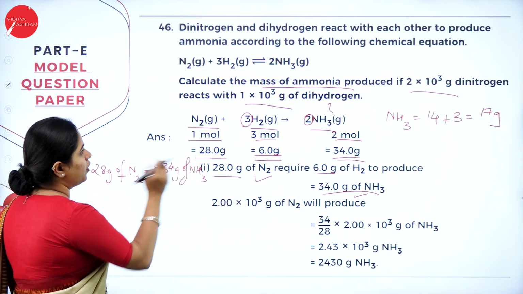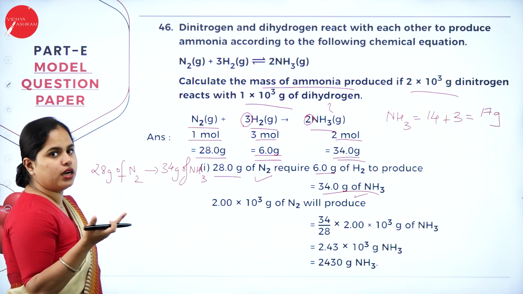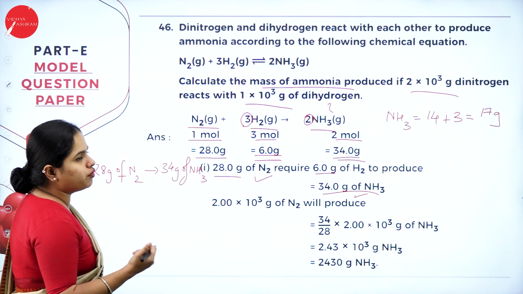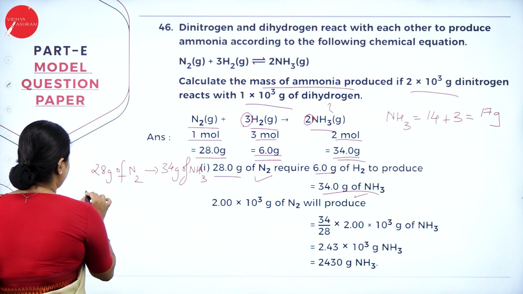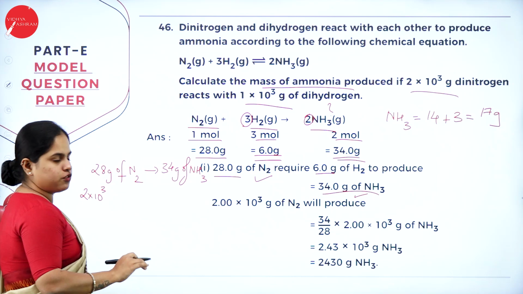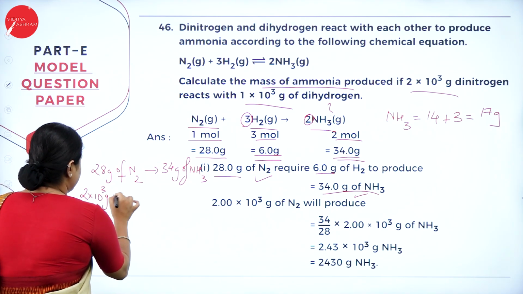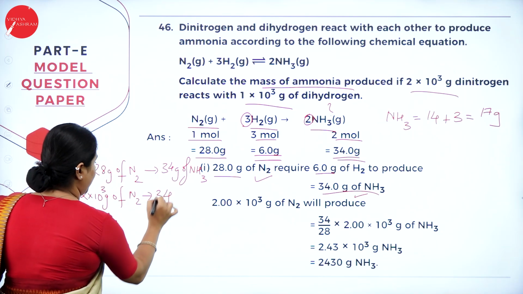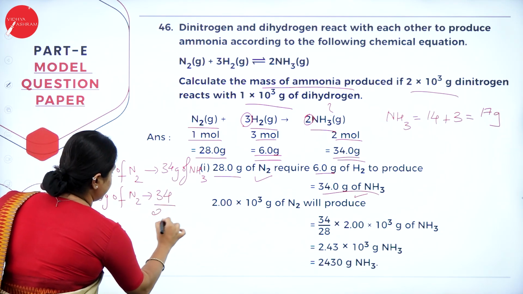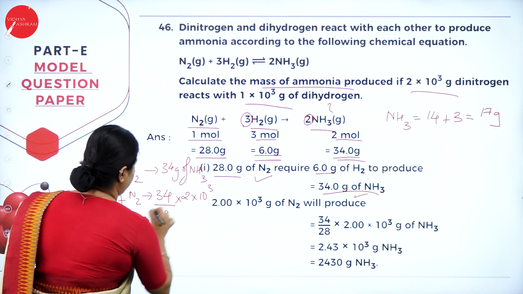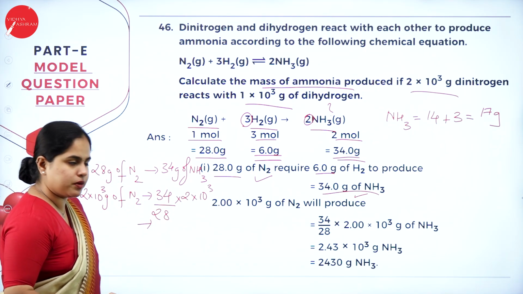So now we have to see how much ammonia is produced when we use 2 into 10 to the power 3 gram of dinitrogen. That is, instead of 28, if I have 2 into 10 to the power 3, how much ammonia is formed? So how do you calculate that? Now I have 2 into 10 to the power 3 nitrogen, that is 34. This value divided by 28 into this value, that is 2 into 10 to the power 3. If I do, I'll get how much ammonia is present.